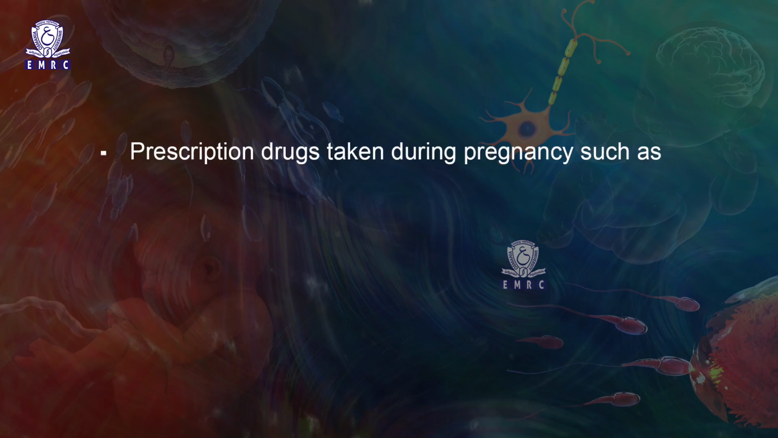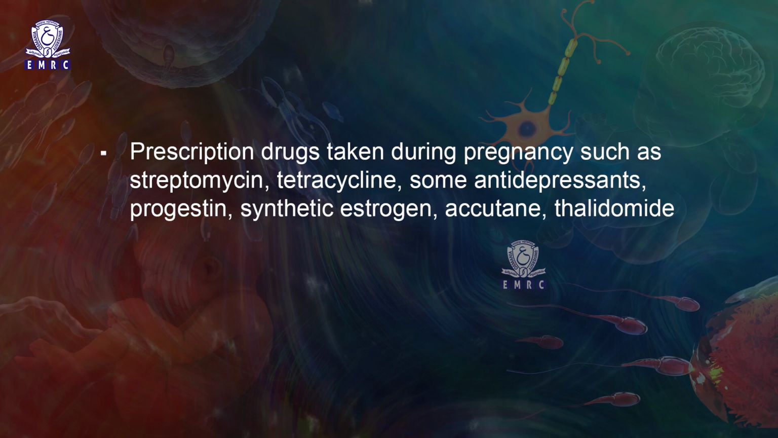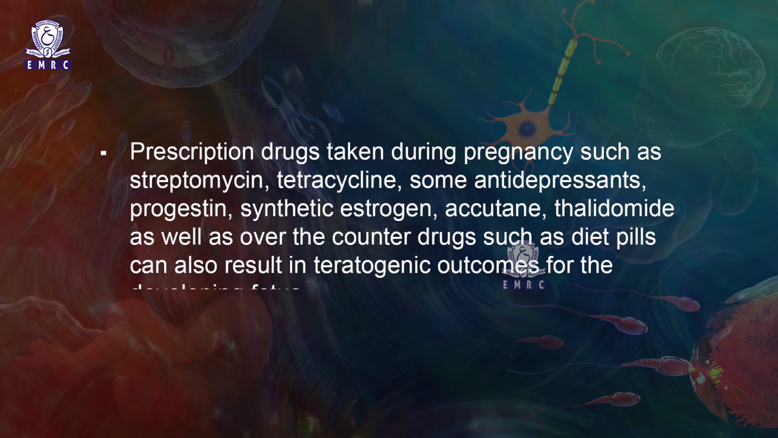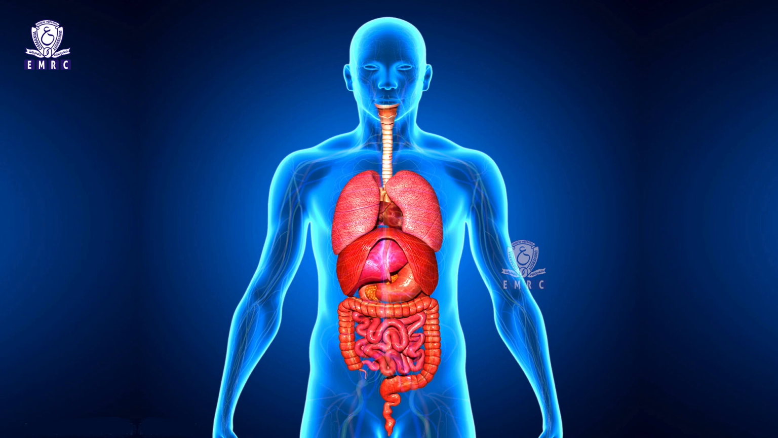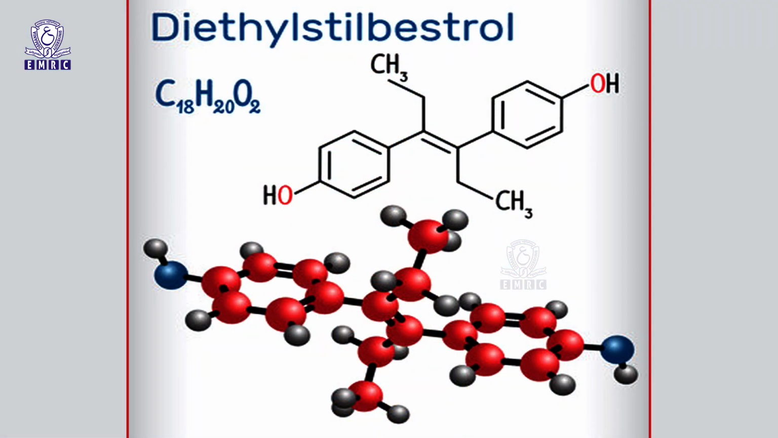Prescription drugs taken during pregnancy such as streptomycin, tetracycline, some antidepressants, progestin, synthetic estrogen, Accutane, thalidomide, as well as over-the-counter drugs such as diet pills can also result in teratogenic outcomes for the developing fetus. Thalidomide causes bodily deformities as well as damage to internal organs. DES-exposed fetuses have been shown to have higher rates of cancer and infertility as adults.